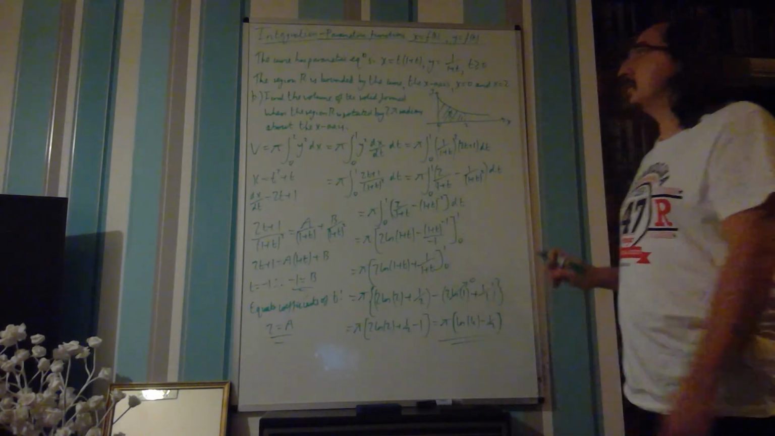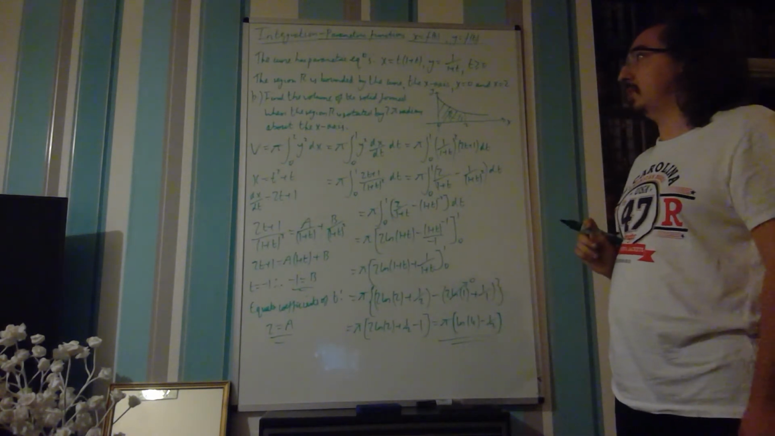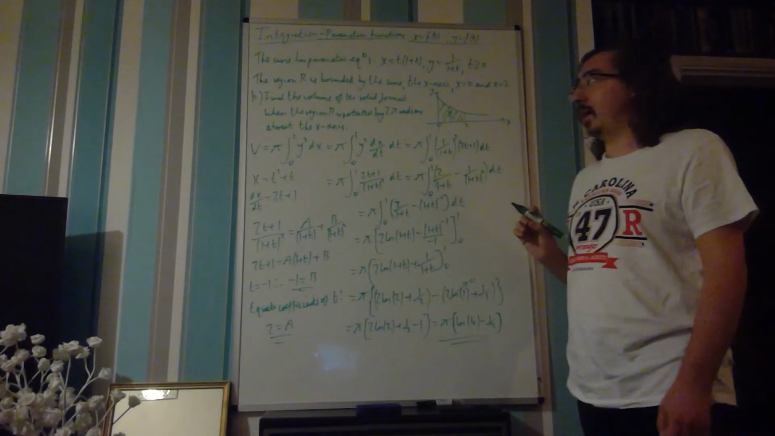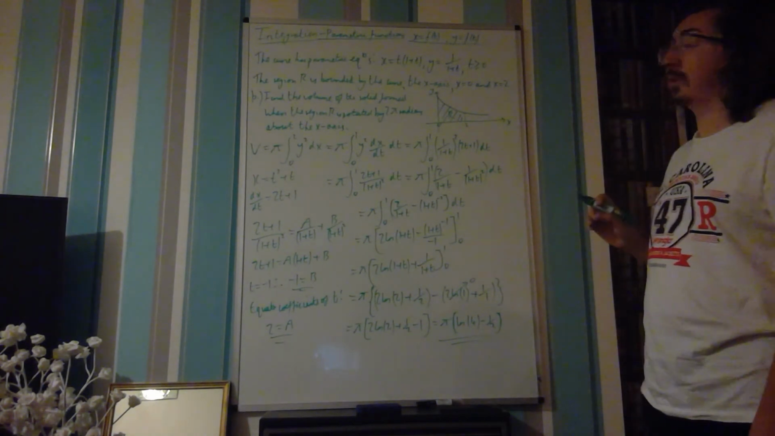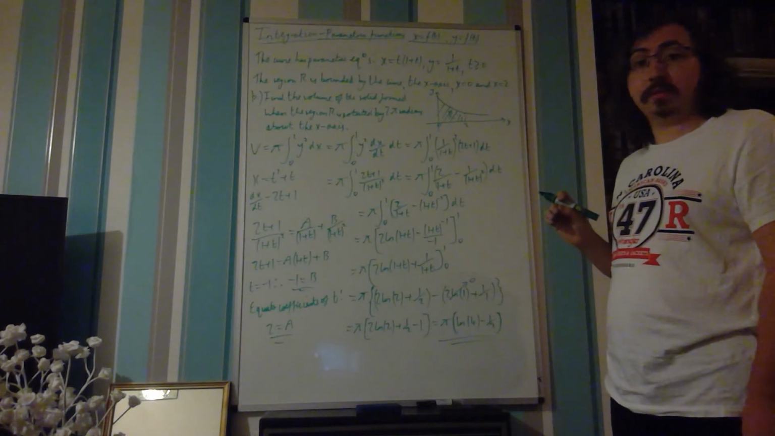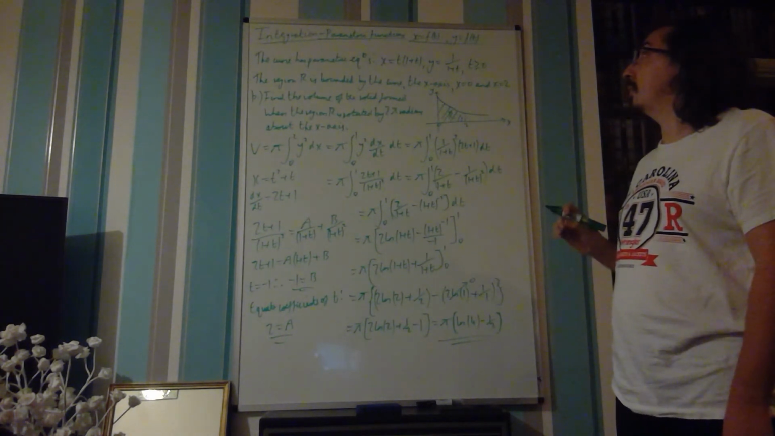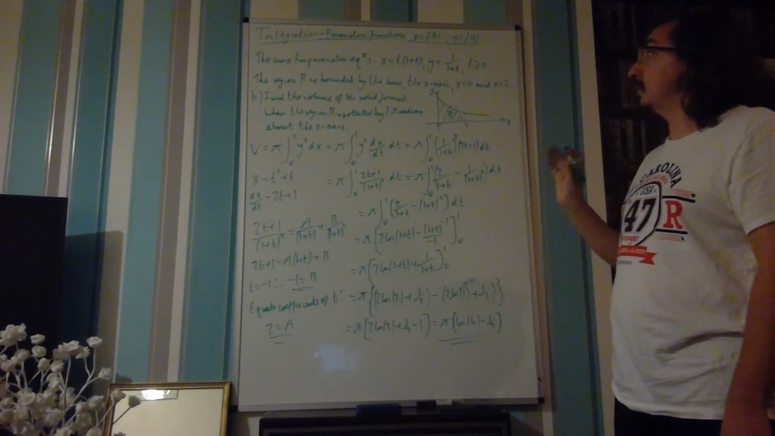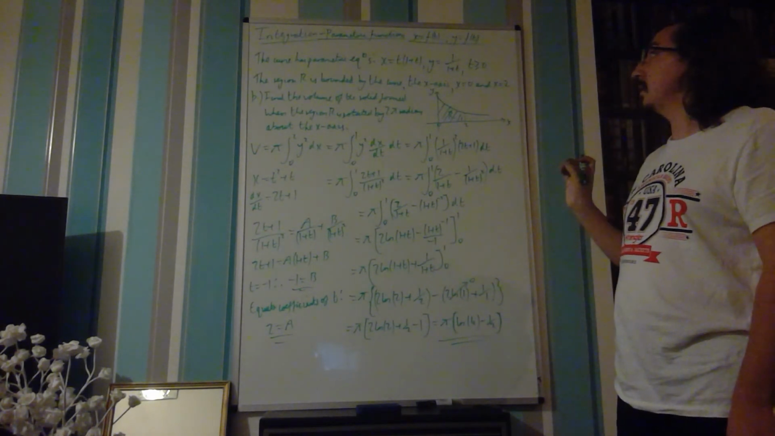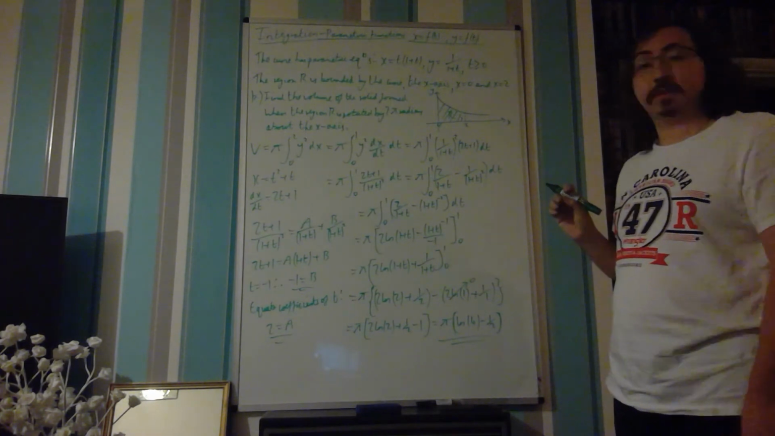And that's what we get for the volume of the solid formed when the region R is rotated by 2 pi radians about the x-axis for the curve given by the parametric equations x equals t times 1 plus t, y equals 1 over 1 plus t, for t greater than or equal to 0, and the curve is also bounded by the x-axis, x equals 0 and x equals 2.